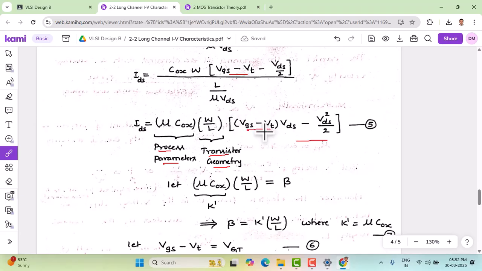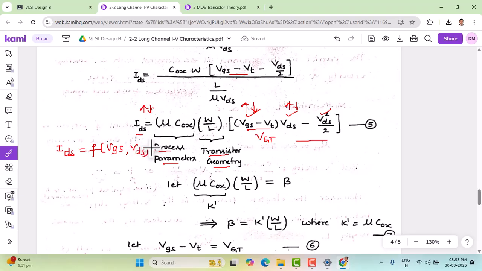And VGS minus VT is the effective gate voltage, which we have labeled as VGT. As we can make out from this, IDS is a function of VDS, because we have VDS here. Also, it is a function of VGS. Any VGS increase or decrease changes the corresponding IDS, and VDS also affects IDS. Any variation in VDS also changes the drain to source current. So we can write formally that IDS is a function of VGS and VDS.